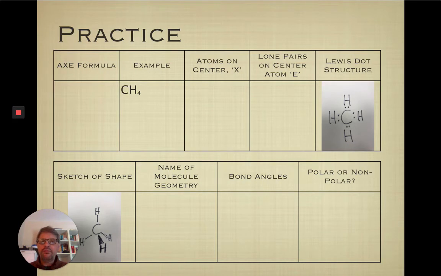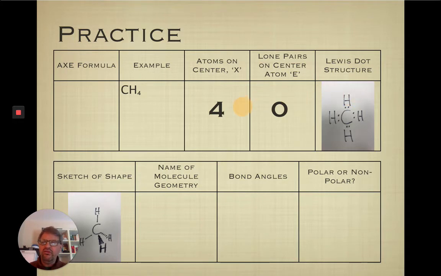How many atoms are connected? Oh, by the way, carbon is the center atom here. How many atoms are connected to it? 4. 1, 2, 3, 4. Now, lone pairs, there are none, because all these dots are connected to carbon and one of the other hydrogens. So you can see here, no lone pairs.